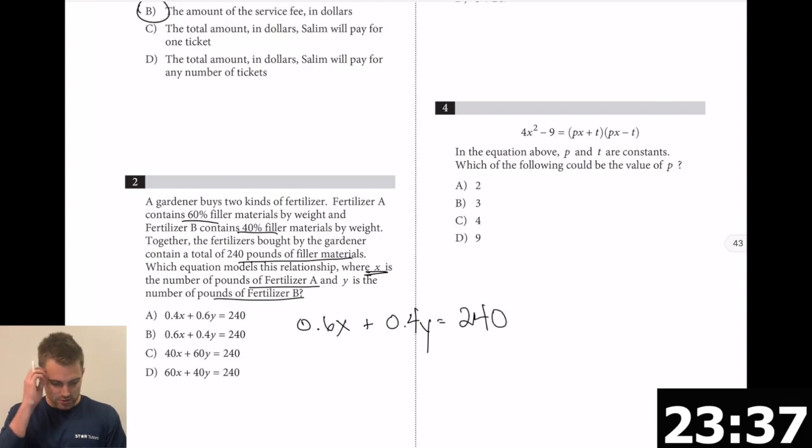So let's just find that in our answer choices. 0.6X, 0.4Y. The answer is once again B.